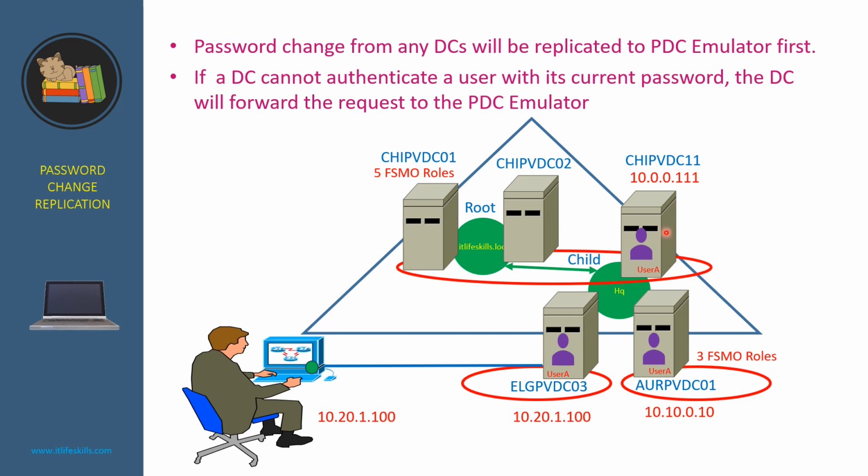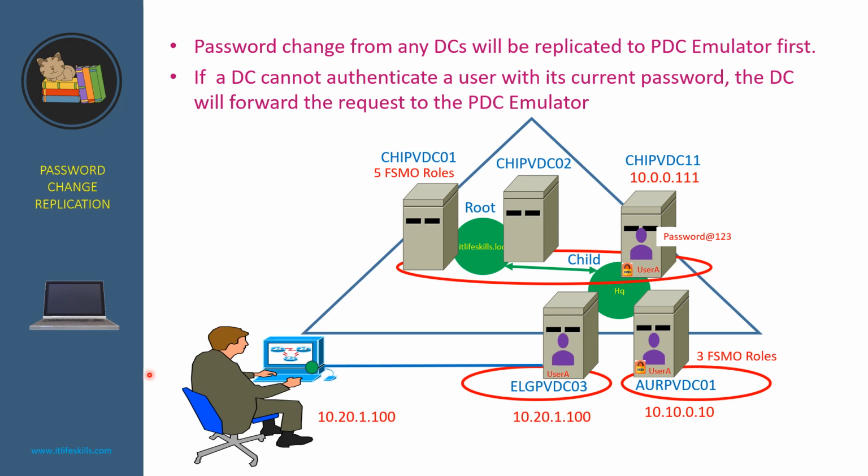Now let's take a look at user A of the child domain hq.itlifeskills.local. Currently, user A has the password itlifeskills, and on GPVDC11, we update user A's password to password@123, and the new password will be replicated to OPVDC01 immediately because it is the PDC emulator.